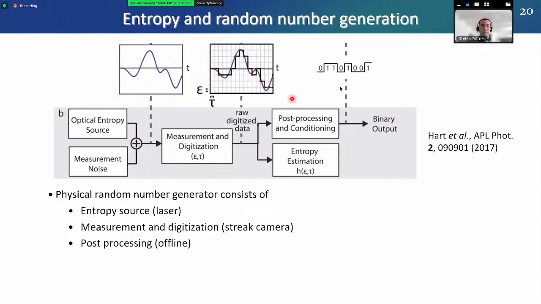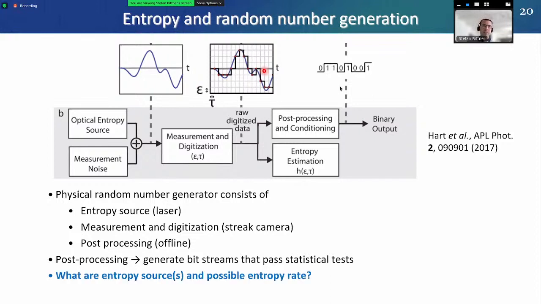And then we need some additional post-processing to generate the random bit streams. This post-processing is necessary because the statistical properties of the raw digitized data are usually not in conformity with what you expect from a good random number generator. So there are statistical biases that need to be removed by various tricks. But before we come to that, it is also interesting to take a look at the entropy rate generated by the source and to see where this entropy rate really comes from.